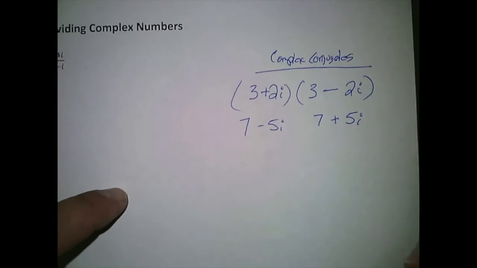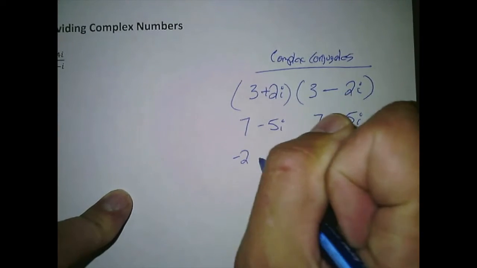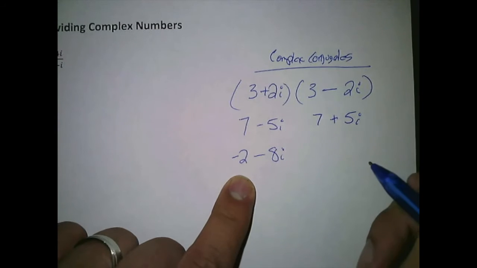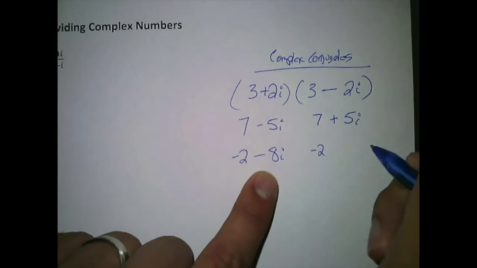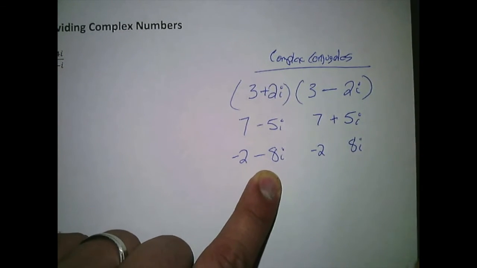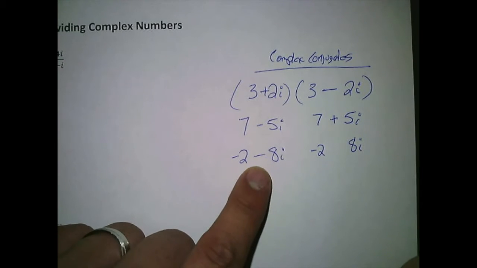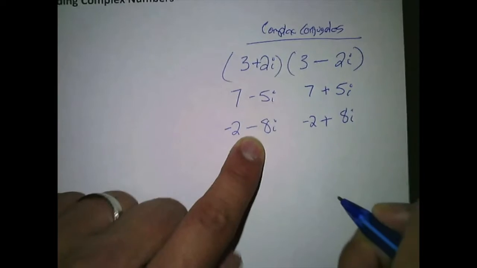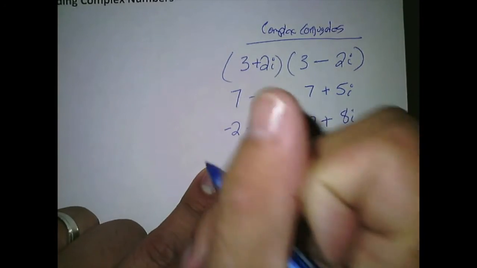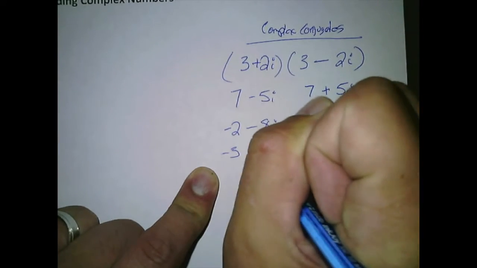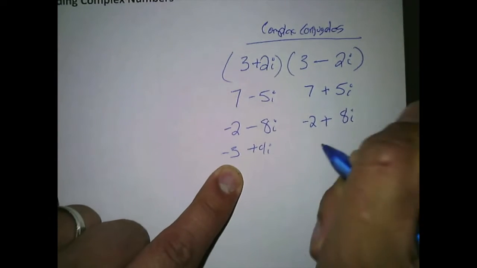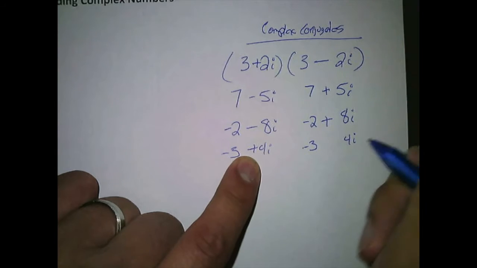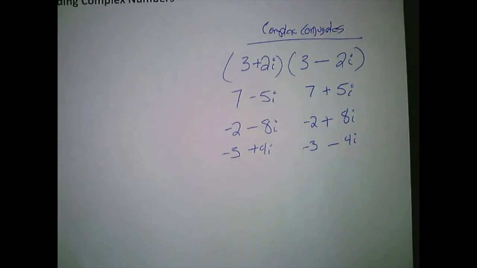Another example of a complex conjugate, if we had negative 2 minus 8i. This one tricks kids out. Keep the negative 2. Keep the 8i. The focus is entirely on the middle. We had a subtraction, so now I have an addition. And one final example, just to cover all possibilities, what if I had negative 3 plus 4i? Keep the negative 3, keep the 4i, but change the addition to a subtraction.